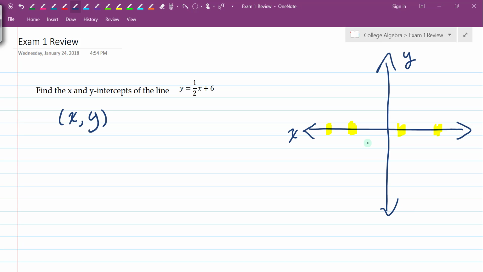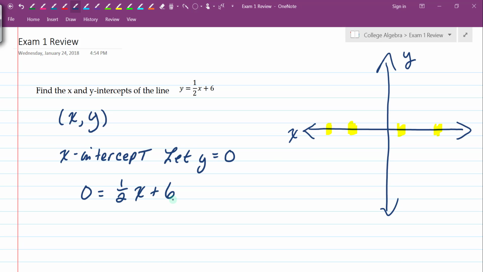So to solve for our x-intercept, let y equal 0. In that case, we have 0 is equal to 1/2 x plus 6. Now all we have to do is solve for x, and we'll know where our x-intercept is. We subtract 6 from both sides, and we get -6 is equal to 1/2 x.